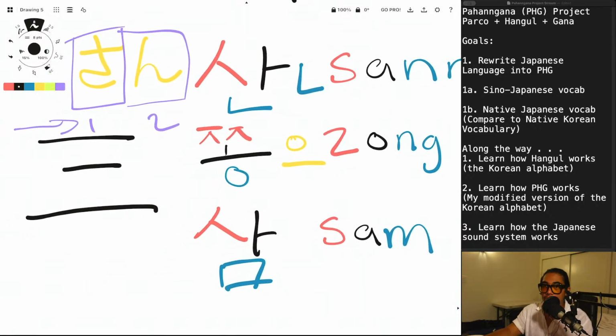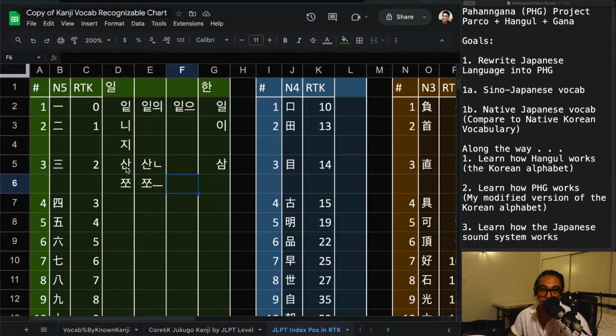Okay, so let me add that to our sheet. I think I need to update it because I think I wrote it initially as a diphthong, but I am going to write it as a final NG.